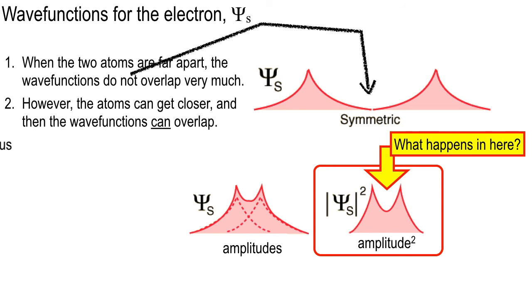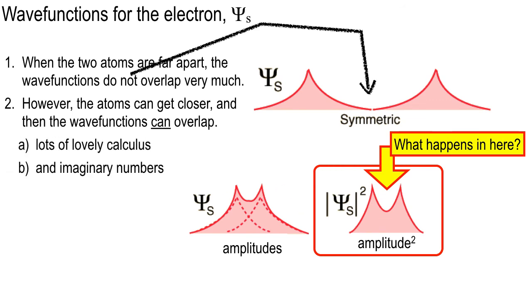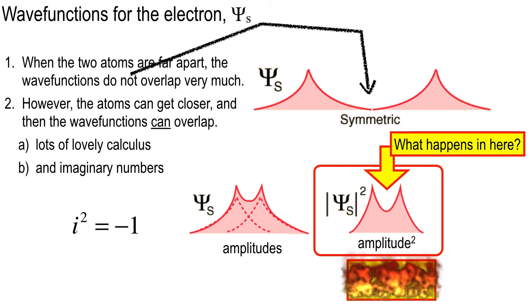So what happens in there? If you do all your calculus and use imaginary numbers, where i squared is equal to -1, you can do all the math and show that that's constructive interference. And because you get constructive interference, the atoms like that. That is the bond. That is covalent bonding.